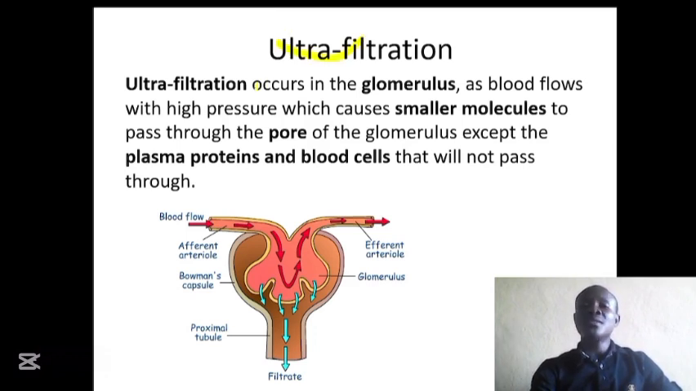ultrafiltration. Ultrafiltration occurs in the glomerulus as blood flows with high pressure, which causes smaller molecules to pass through the pores of the glomerulus into the Bowman's capsule. Mind you, plasma protein and blood cells will not pass through the glomerulus into the Bowman's capsule because they are too large to pass through that pore. All smaller substances, whether they are useful or not, will pass through that pore into the Bowman's capsule.